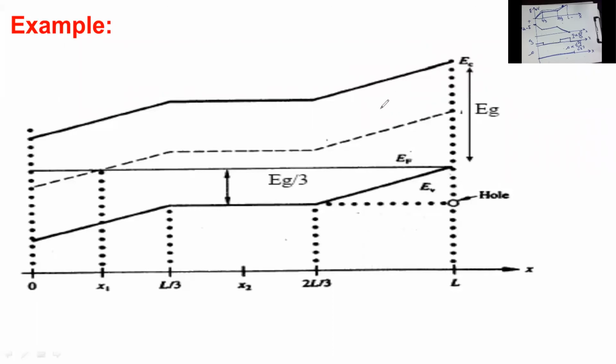So this dotted line is E_Fi. Sorry for the bad handwriting. This E_Fi is the intrinsic Fermi level. If in this stage you can see that E_F is higher than E_Fi, I mean E_F is closer to the conduction band rather than the valence band, so in this region the material is N-type.